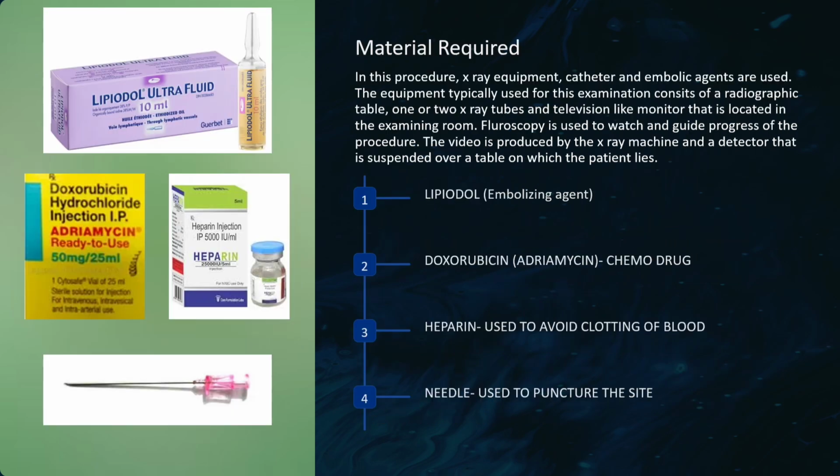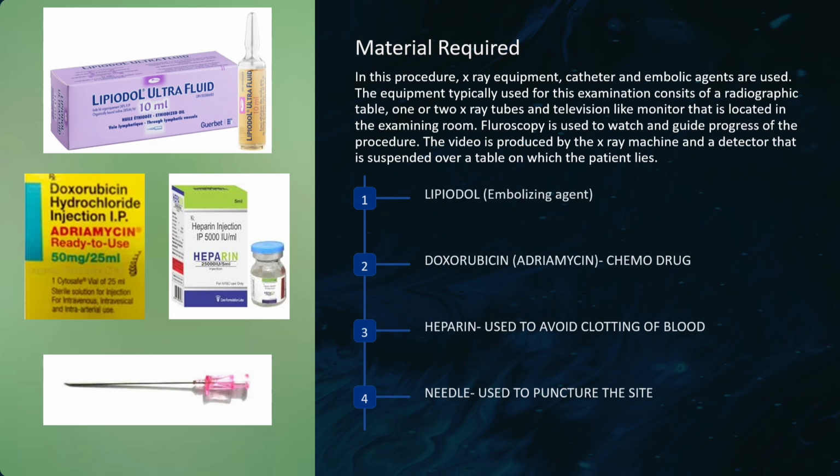So now we will see the materials required for this procedure. In this procedure, the X-ray equipment, catheter and embolytic drugs are used. The equipment typically used for this examination consists of a radiographic table, one or two X-ray tubes and a television-like monitor that is located in the examining room.